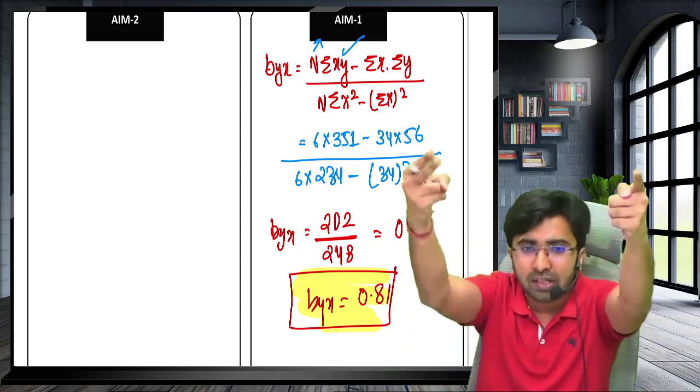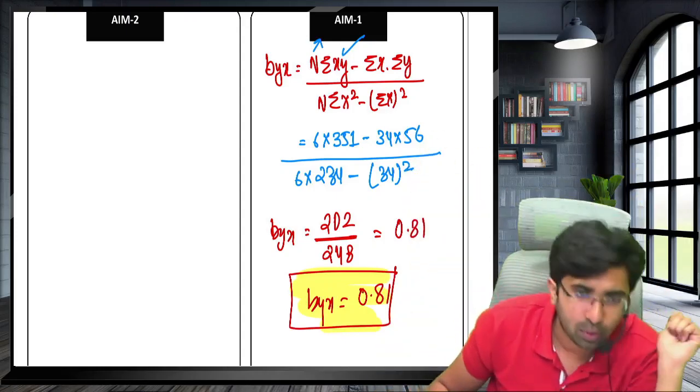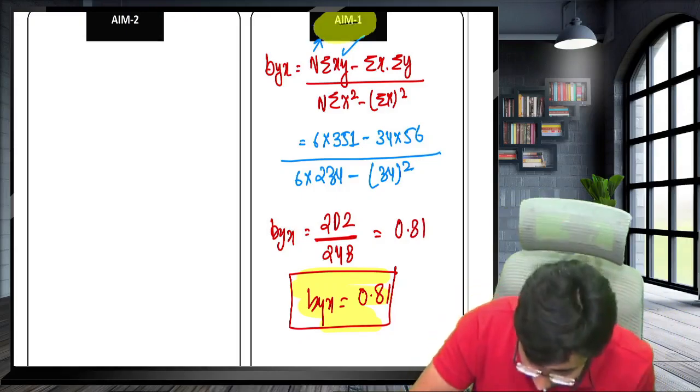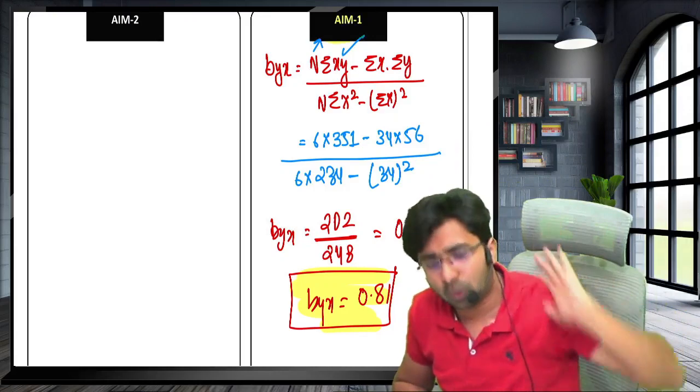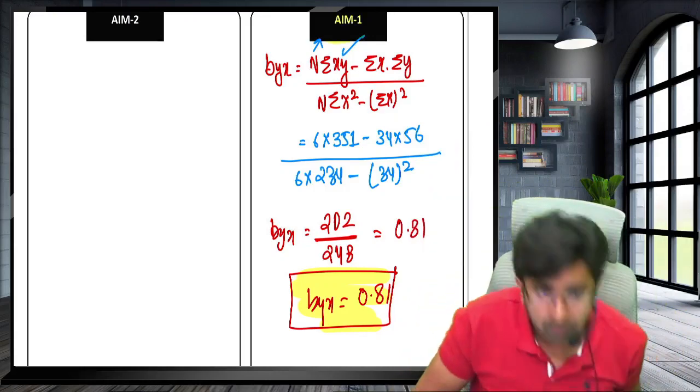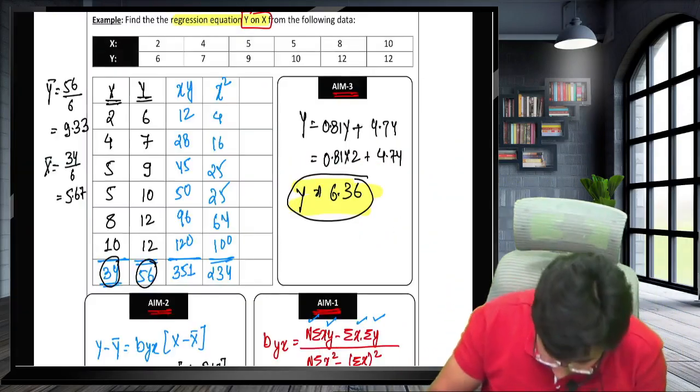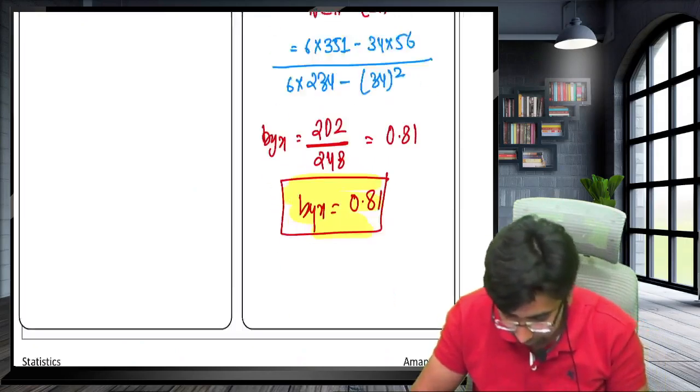Now just tell me, guys, now you have the value of b. Can you construct the equation? Say yes or no. Sir, once we have achieved aim number 1, we have the value of b. We can construct the equation. So which formula to apply? Now see, guys, I will tell you. Please pay attention over here.